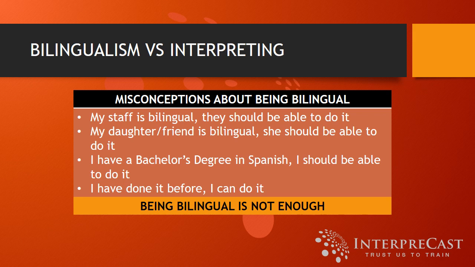Before we continue, we would like to discuss an important issue. A common misconception is thinking that anybody who speaks another language is qualified to interpret. Maybe you have heard some of the following statements. My staff is bilingual, they can interpret. My daughter or my friend is bilingual, she can translate for me. I have a bachelor's degree in Spanish, it is expected of me to be able to interpret. I have interpreted for my relative at a restaurant before. I can do it again for her doctor's appointment.